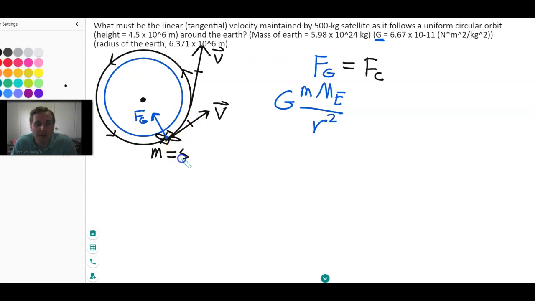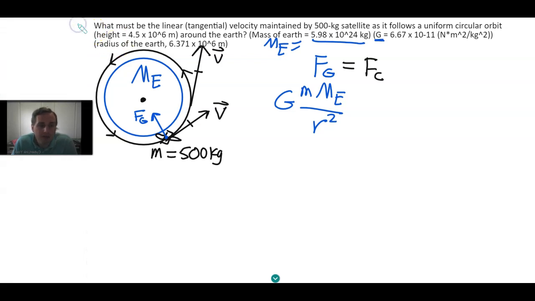And we also know what little m is. It's a 500 kilogram satellite. How about Me? Well, that's the mass of the Earth. So this is Earth, which has a certain mass. So this right here is Me, the mass of the Earth, this number. Okay, and then what about r squared? Let's label that. That's the radius from the center of the Earth to the satellite. So this distance from the center of the Earth to the satellite is the radius.